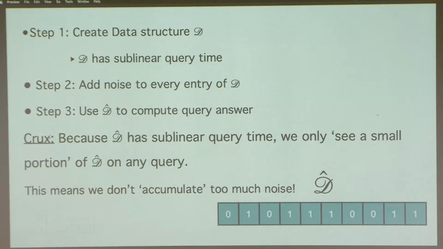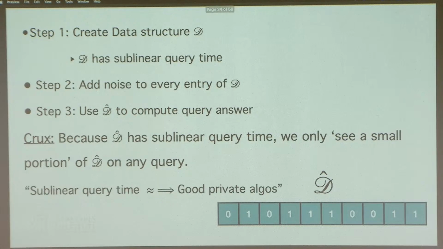But because we only interact with a few memory cells, we're only touching very small amounts of noise. So we're only accumulating a very small amount of noise, proportional to the query time. So there's hope for a small error, because we're only touching a small amount of noise. In some sense, this gives a reduction from having a good sublinear data structure to one that has low error if you convert it to be a private data structure. Okay, it's very high level, not formal, but this is the driving thought behind our results.